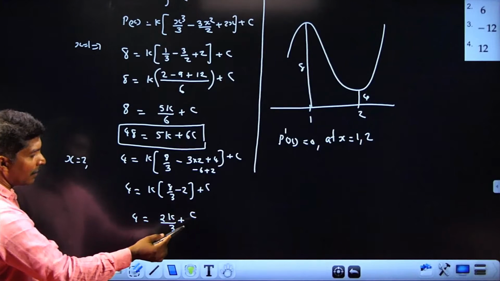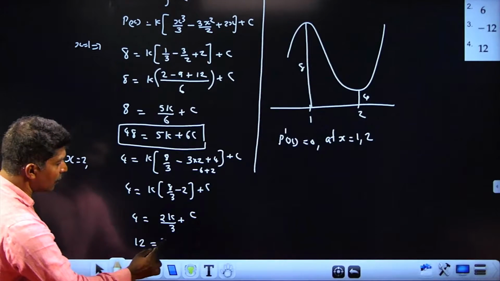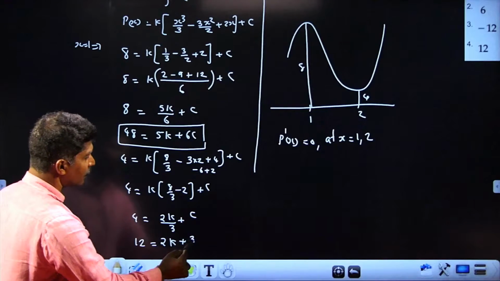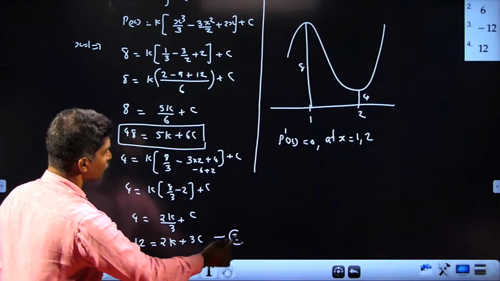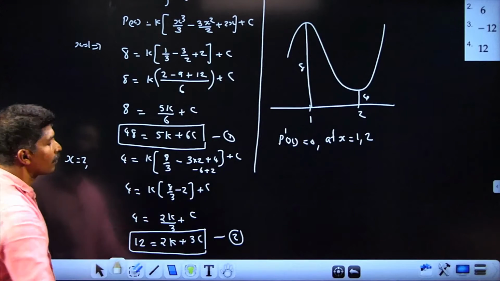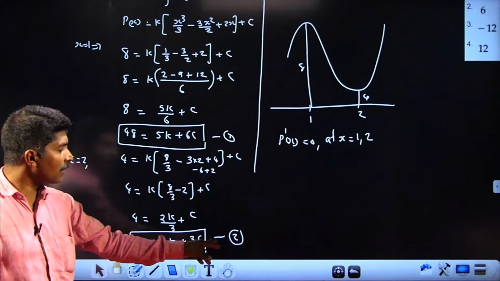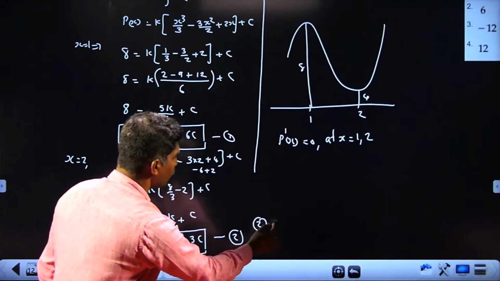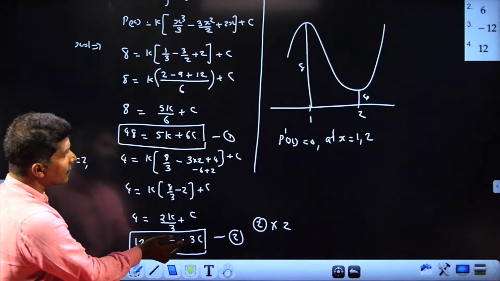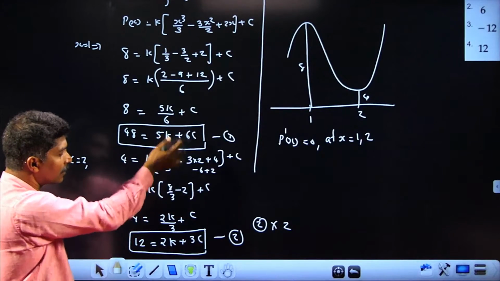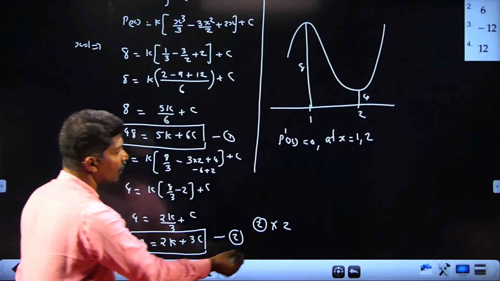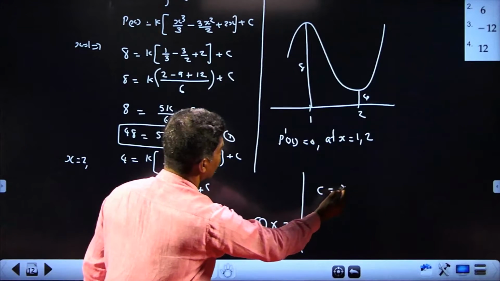So multiplying by 3, 12 is equal to 2K plus 3C. That is equation number 2. This is equation number 1 and this is equation number 2. If you multiply equation number 2 into 2, what will we get here? 6C will be there. So subtracting, 6C getting cancelled, you will be getting the value of K. Substituting the value of K, you will be getting C also. On simplification, you will be getting C is equal to minus 12.